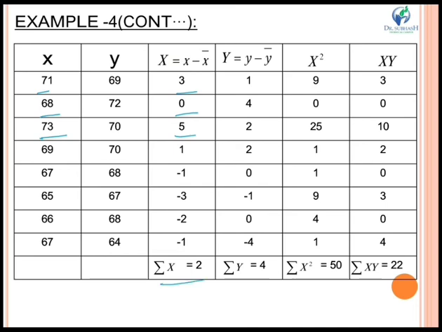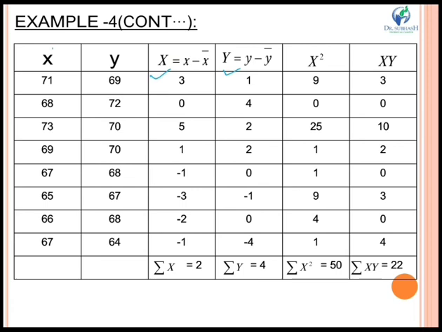Now again, for the next column, y minus y bar. Again, y bar is 68. So 69 minus 68 will be 1. 72 minus 68 will be 4. 70 minus 68 will be 2, and so on. I will find all these values and add the values of Y, so I get 4. You can see here the size of the numbers has reduced in capital X and capital Y. So our equation will not be too large and we can solve it easily. For this purpose we are considering this.